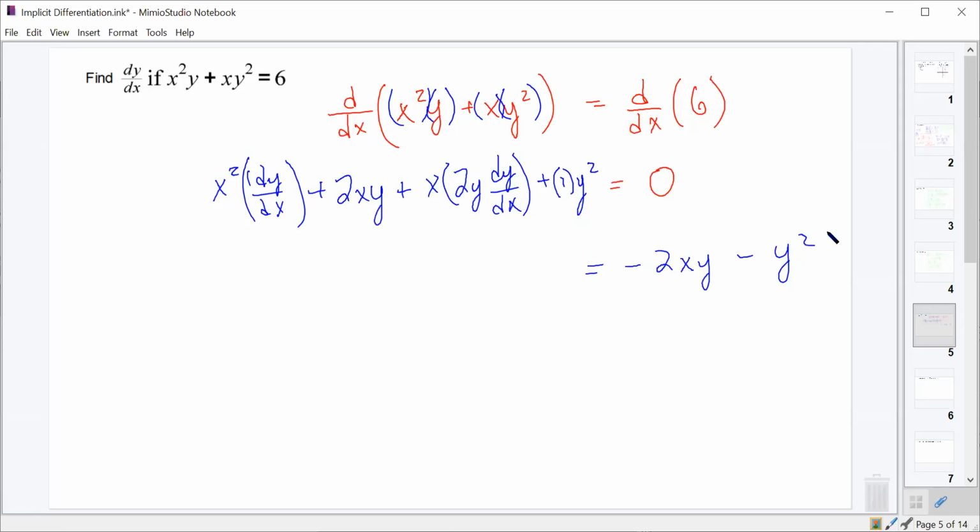Everybody good with moving those over? Get rid of those and move them over to the right side. And that leaves me with two different terms that both have a dy dx in them. So I'm going to factor out that dy dx. If I factor out dy dx from the two terms that were left, that should leave me x squared plus 2xy. Everybody okay with that or no?